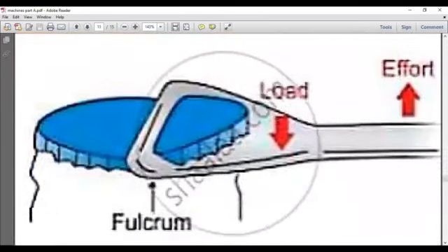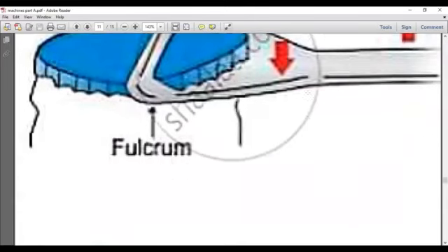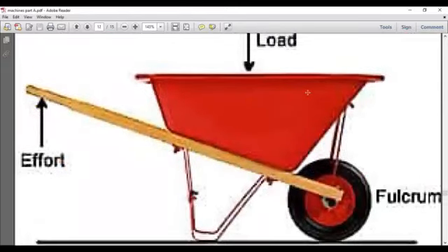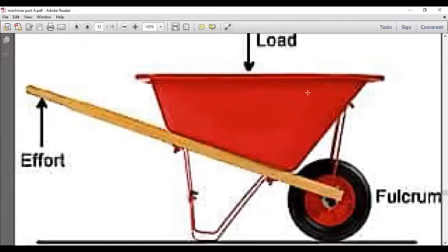Okay, one more example of a class 2 lever, the bottle opener. See here, the fulcrum is at this point, this is the load, and this is the effort. So here also the effort arm is greater than the load arm. That is the reason the mechanical advantage is greater than 1 for class 2 levers. This is also an example of a class 2 lever.